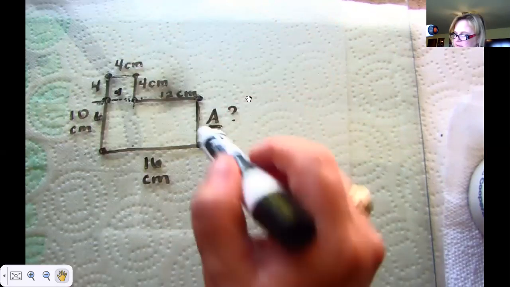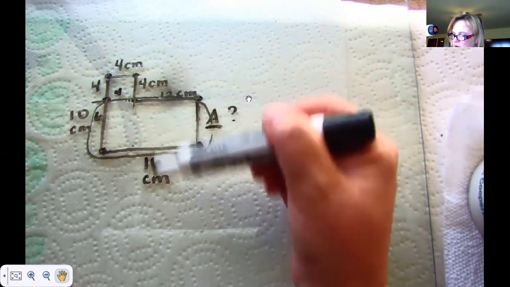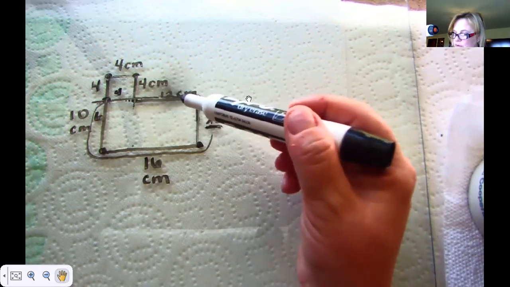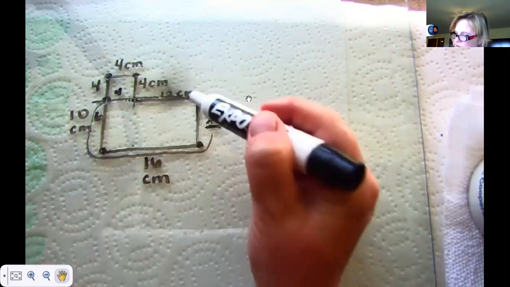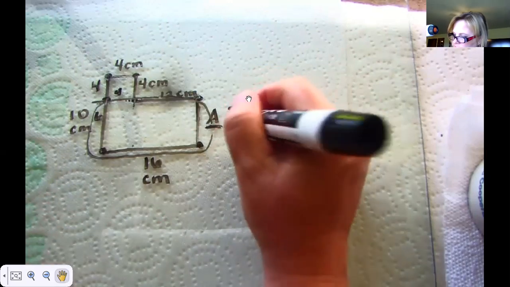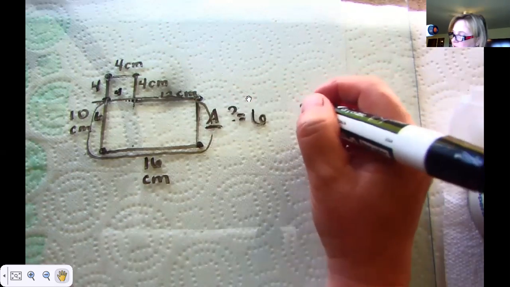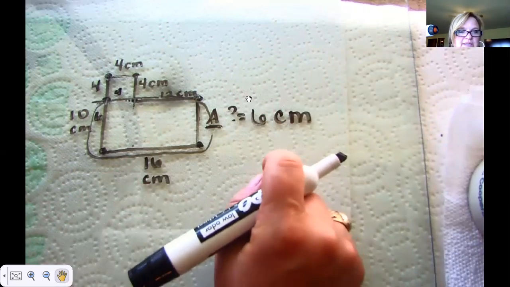Okay, now how does that help me figure out what side A is? Well, then I see this as this rectangle, and you know that opposite sides are the same. They're equivalent. So if this little part is 6 from here to here, then from here to here is also 6. So side A is equal to 6. 6 what? 6 centimeters, because they told us that was the unit that they're using, centimeters.